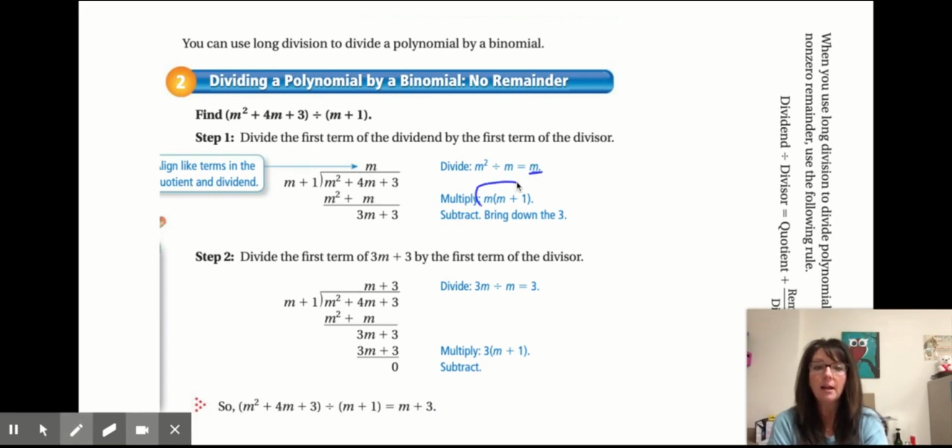Then you're going to take that m and multiply it. That's what we did last time. We took it and divided it by each part. So m times 1 is m, and m times m is m squared. And then you're going to get to this part, and you're going to subtract. So that means you're subtracting the m squared, and then 4m minus m, you get 3m, bring down your 3. Okay, so we did that here. Now we're going to divide the first term of 3m by the first term of the divisor. Okay.